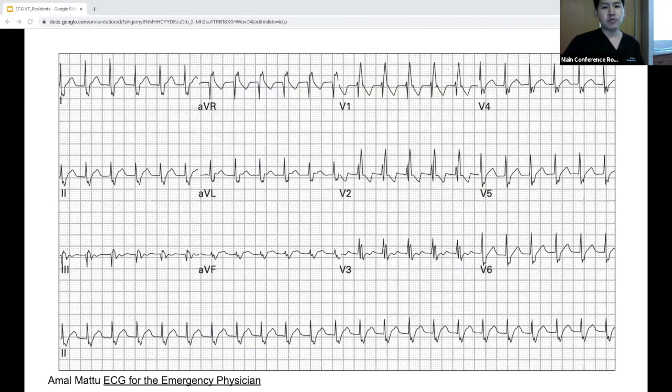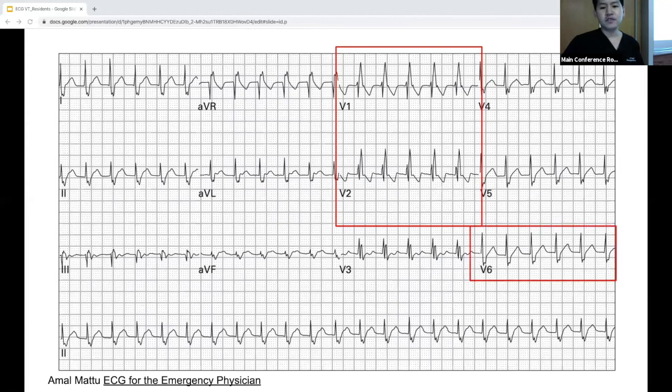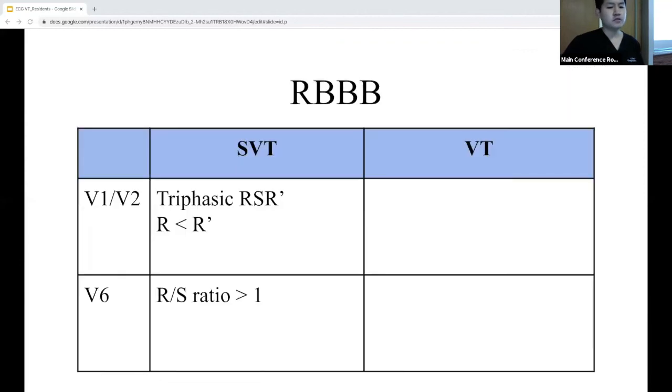Here's just an example of an SVT with right bundle branch block. Here you can appreciate the triphasic RSR prime, and the right bunny ear is bigger than the left bunny ear. And in V6, you can see just by eyeballing that the R wave is bigger than the S wave. So you're likely dealing with an SVT with right bundle branch block. Just to summarize again, typical features of right bundle branch block, which may point to an SVT, are a triphasic RSR prime where the R prime is greater than R, and in V6, the R/S ratio is greater than 1.